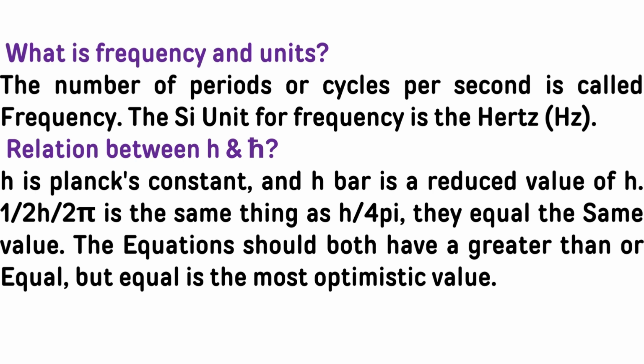Relationship between h and h bar. h is Planck's constant and h bar is the reduced value of h, that is h by 2 pi. The uncertainty relation with h by 2 is the same thing as h bar by 2 pi, that is h by 4 pi. They equal the same value. The equation should have a greater than or equal sign, but equal is the most optimistic value.